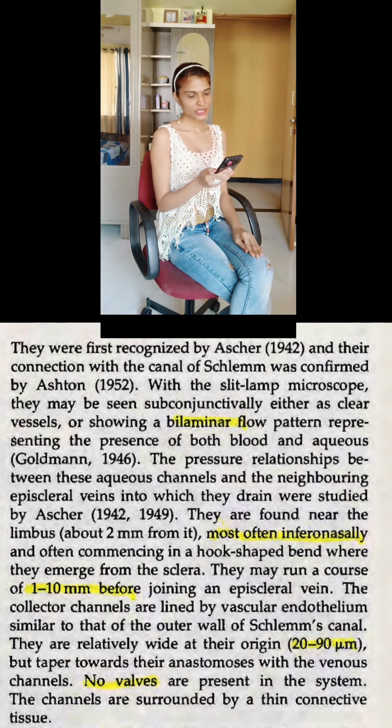The collector channels are lined by vascular endothelium, similar to that of the outer wall of Schlemm's canal. They are relatively wide at their origin, 20 to 90 micrometers, but taper towards their anastomosis with the venous channels. No valves are present in the system. The channels are surrounded by a thin connective tissue.